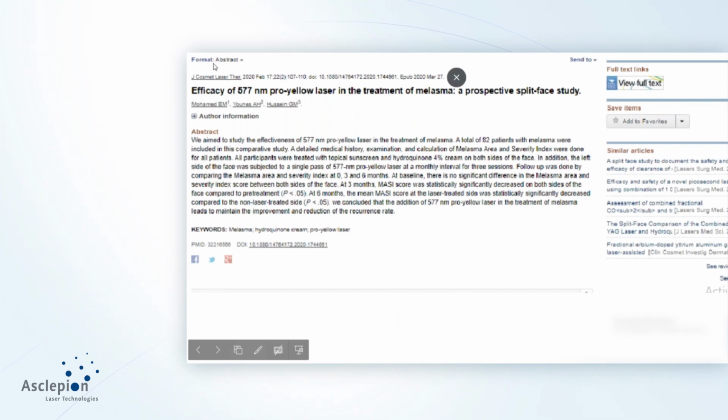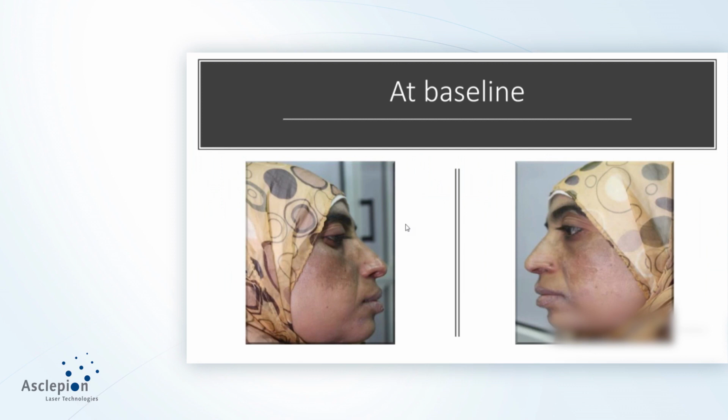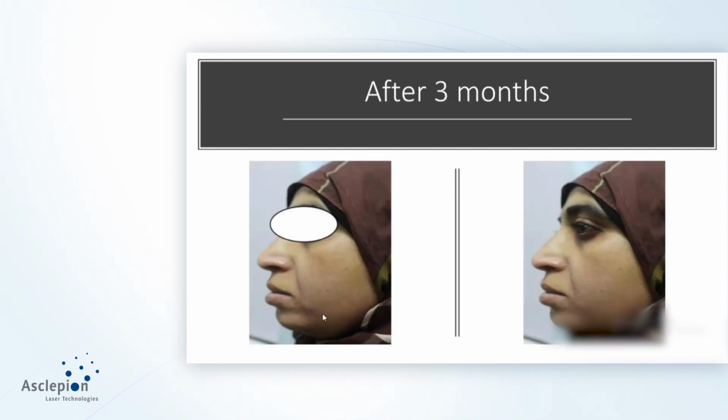This is our study about melasma published in 2020: Efficacy of 577 nanometer pro yellow laser in the treatment of melasma, a prospective split face study. In this case of melasma, one side was treated by laser and the other side treated by hydroquinone. After 3 months, there is complete improvement in both sides.